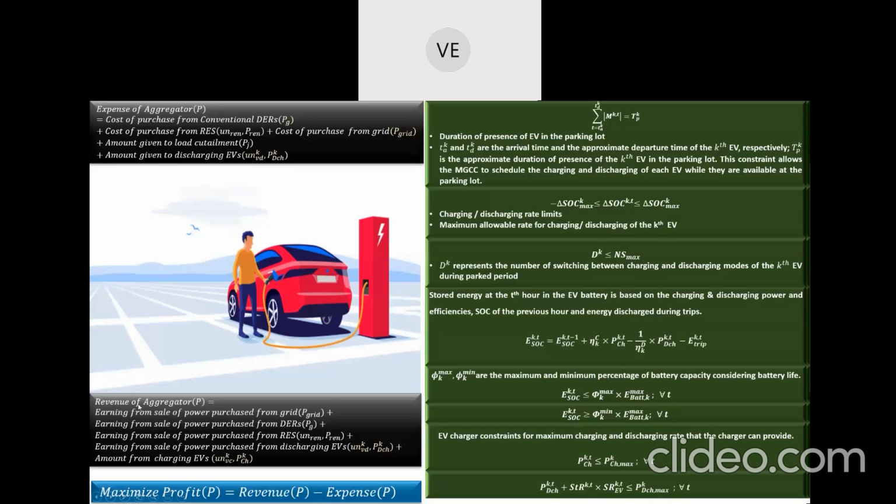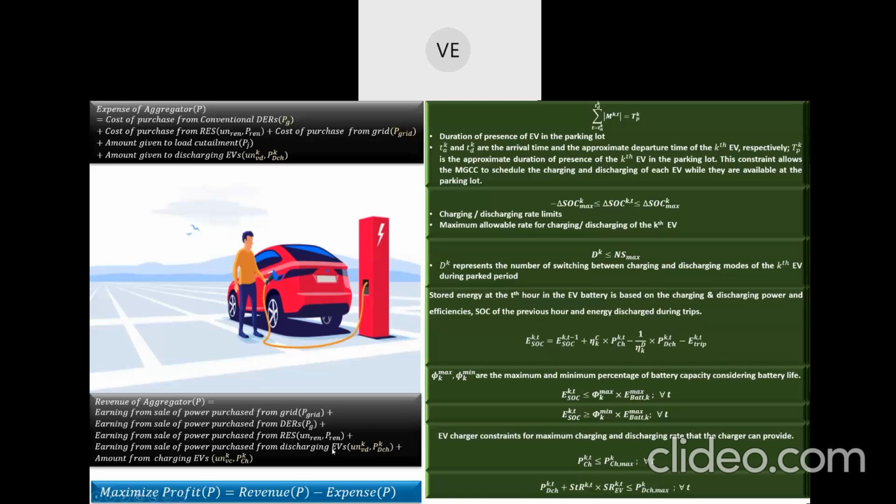Now what is the revenue? As revenue, he earns from the grid. If he pumps excess power to the grid, he gets something, right? So that is one of the components of revenue. Then earning from sale of power purchased from DERs. From all these distributed energy resources, he has purchased power from the third party, then he is selling it to the consumer, so he is earning, right? Now earning from sale of power purchased from renewable energy sources. From renewable energy sources also he is buying power and selling it, so from there also he is getting some revenue.